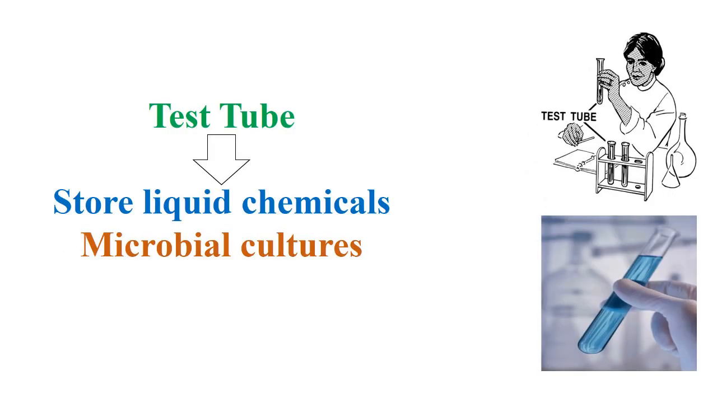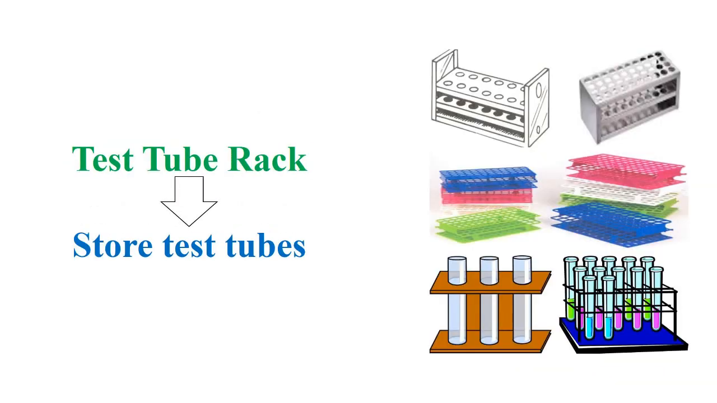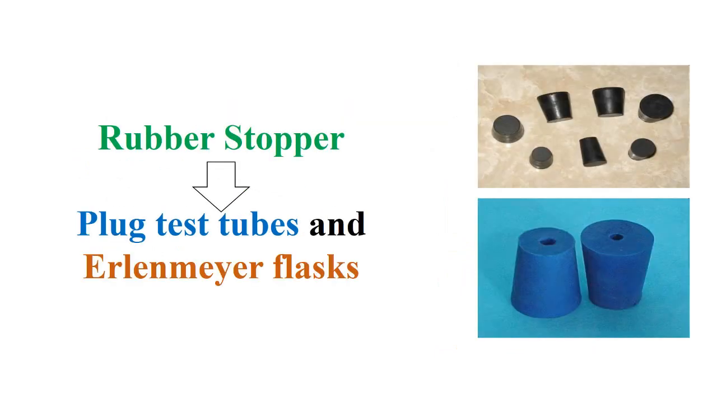Test tube, used to store liquid chemicals and microbial cultures. Test tube clamp, used to hold a test tube. Test tube rack, used to store test tubes. Test tube brush, used to clean test tubes. Rubber stopper, used to plug test tubes and Erlenmeyer flasks.